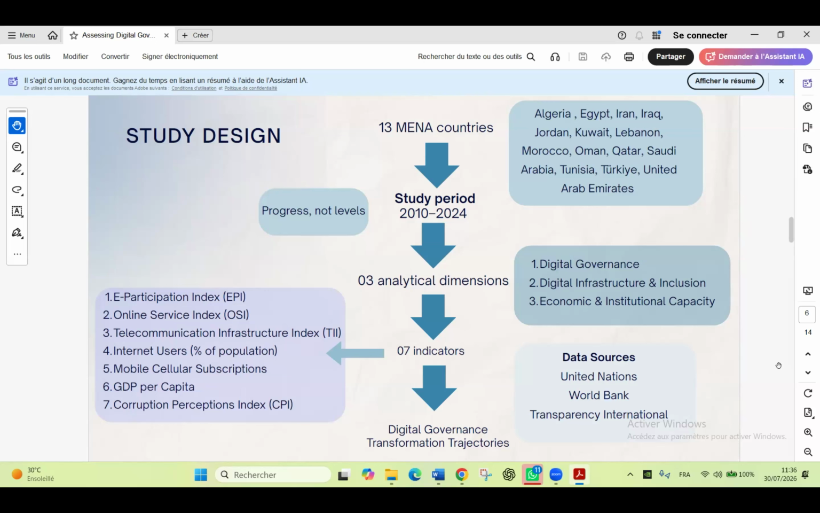To operationalize this approach, we designed the study around the following framework. Our analysis covered 13 MENA countries over the period from 2010 to 2024, with the objective of measuring progress rather than static performance. To capture this evolution, we structured the analysis around three analytical dimensions. These dimensions are measured through 7 complementary indicators selected to capture the key aspects of digital governance transformation. The data were obtained from 3 internationally recognized sources. This framework ultimately allows us to construct digital governance transformation trajectories for each country.